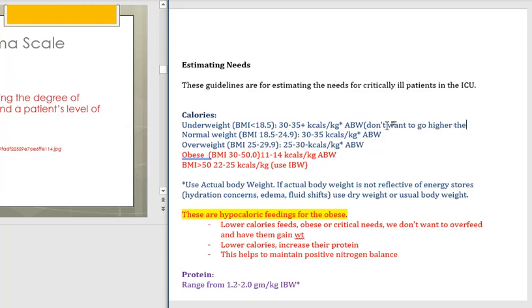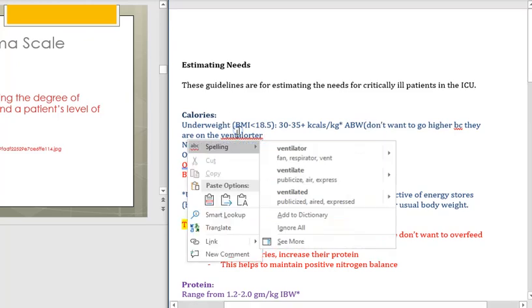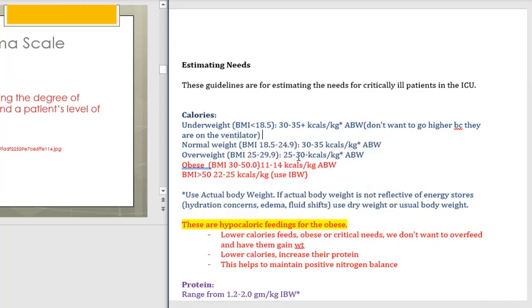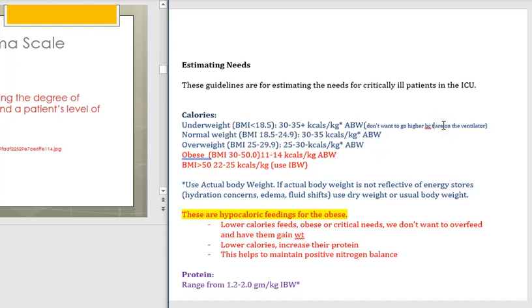Now you see that the bottom two are in red, and that's because I want you to differentiate with those. For patients that are obese, remember we said we do the hypocaloric feedings, right? So for our obese patients, if their BMI is 30 to 50, we do 11 to 14 calories per kilogram on actual body weight. If they're greater than 50, they find that even if you use 11 to 14 on actual body weight, that still overestimates needs. So if your BMI is greater than 50, we really should use 20 to 25 on their ideal body weight. Okay, so that's the only one for calories that we use based on their ideal body weight.